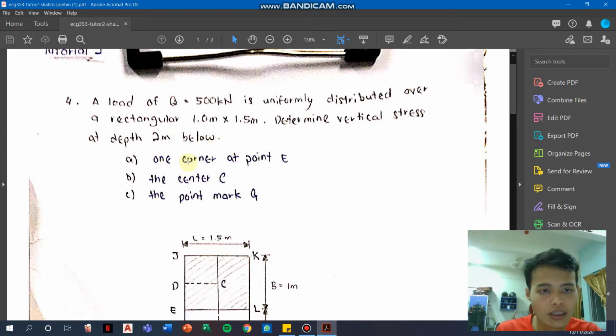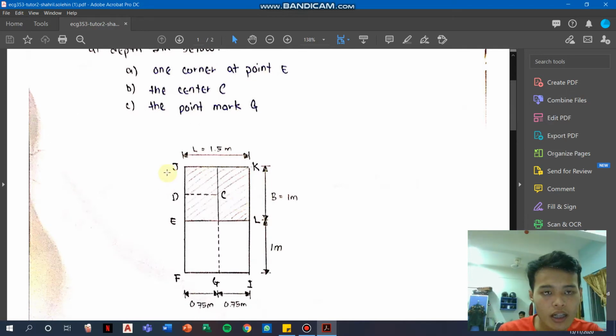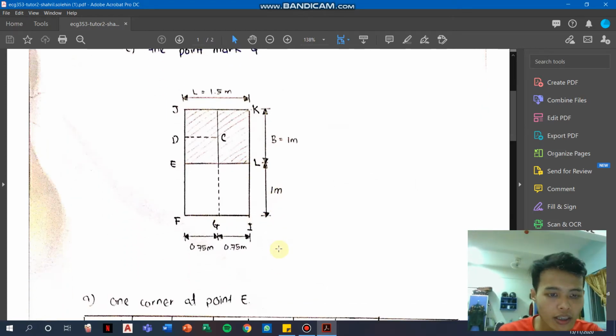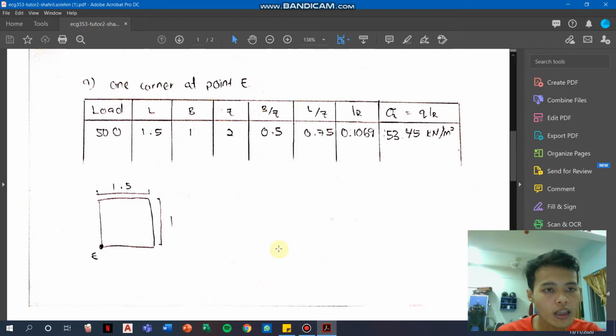The first question asks for the stress at point E, B the center C, and C the point marked G. This is the dimension of the rectangular area: JK, DC, EL, FGI. Okay, let's go through question A, which is to find the stress at point E.